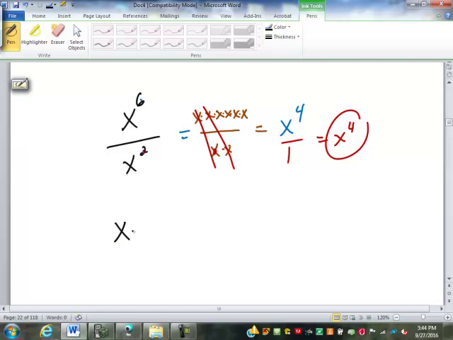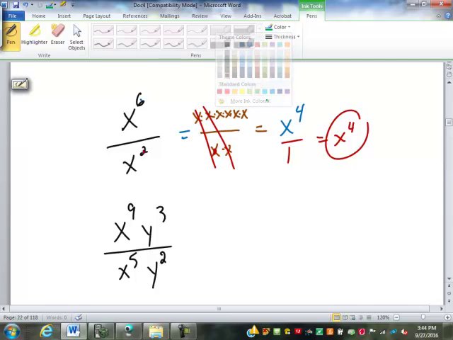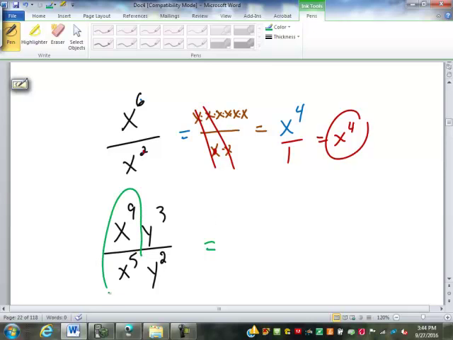So what if I have multiple variables, like x to the 9th, y to the 3rd, over x to the 5th, y squared? Well, I can treat each variable separately. So what am I going to get for the x's? 9 minus 5 is 4, x to the 4th. How about the y's? 3 minus 2 is 1, so y to the 1, or just y. So x to the 4th, y.